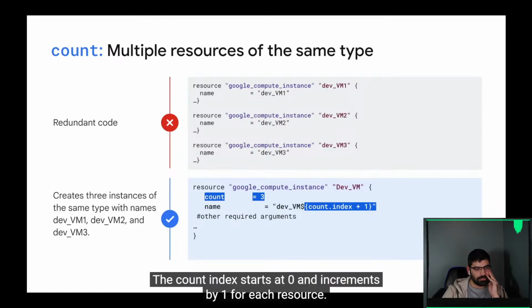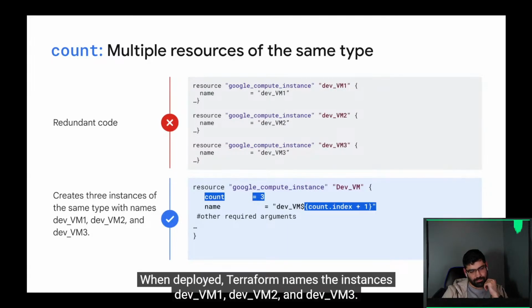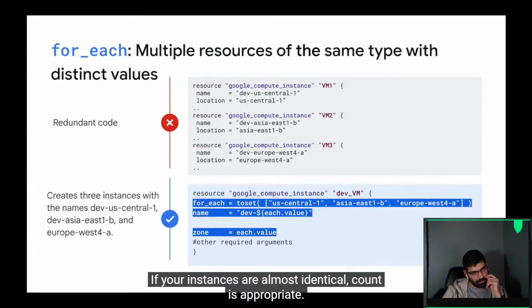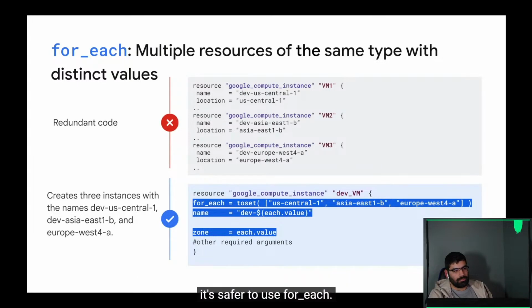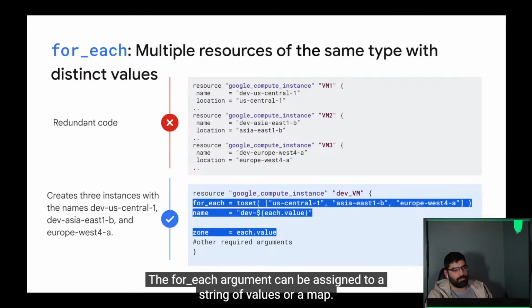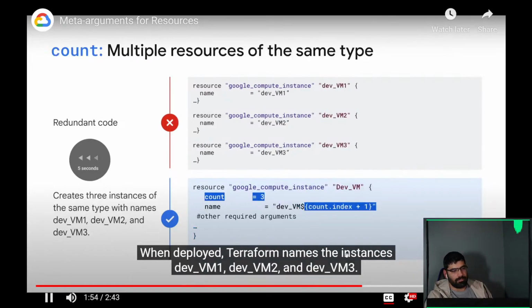The count index starts at 0 and increments by 1 for each resource. Include the count index variable in strings using interpolation. When deployed, Terraform names the instances dev_VM1, dev_VM2, and dev_VM3. If your instances are almost identical, count is appropriate. If some of their arguments need distinct values that you can't directly derive from an integer, then it's safer to use for_each.